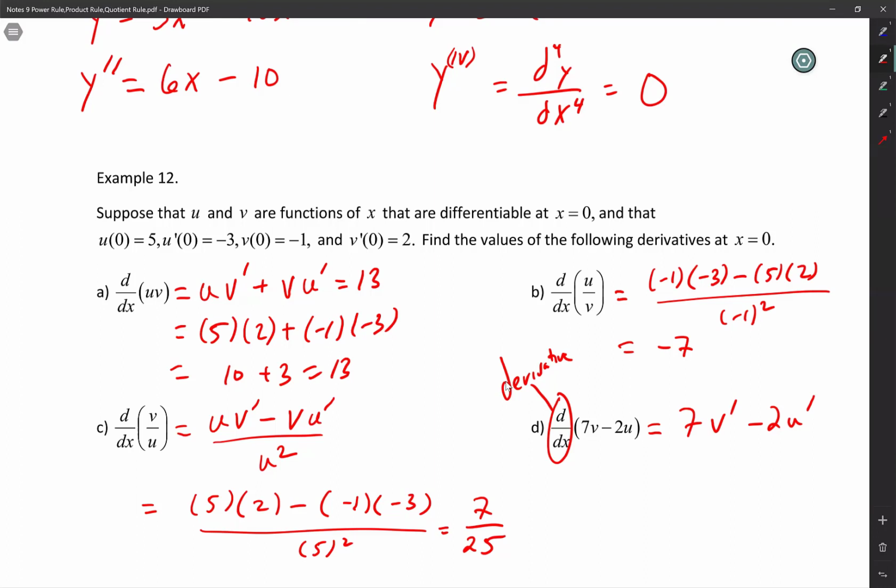Nothing. dy/dx means take the derivative with respect to x. dy/dx means that they told you the function is y, and they want you to find the derivative of y with respect to x. 7 times v prime is 2, minus 2 times u prime is negative 3. So what's that? 14 plus 6, 20.